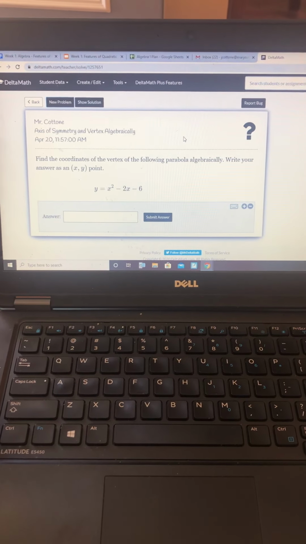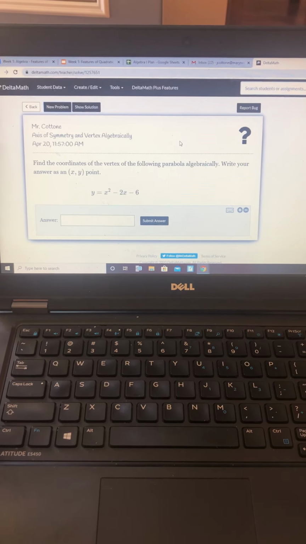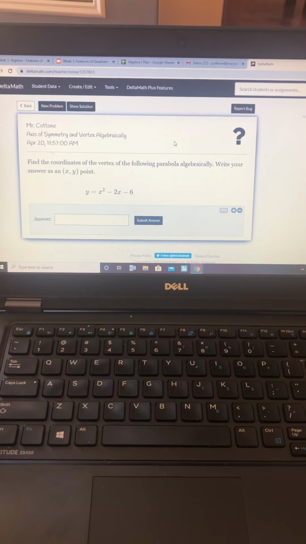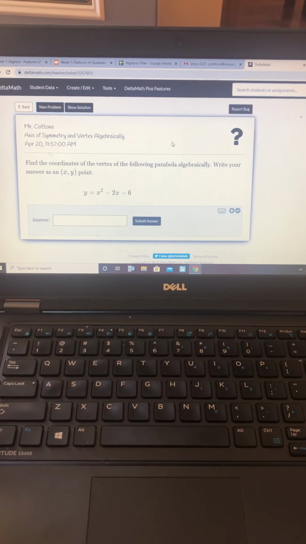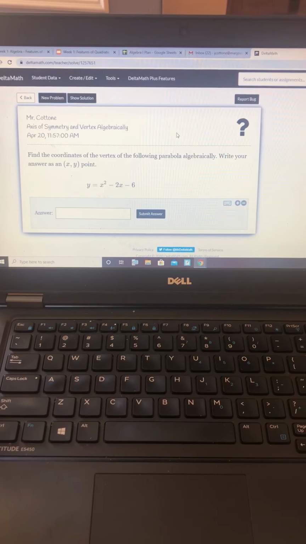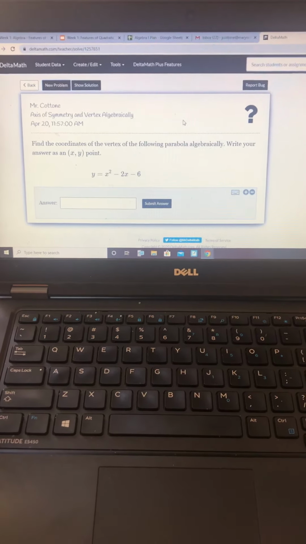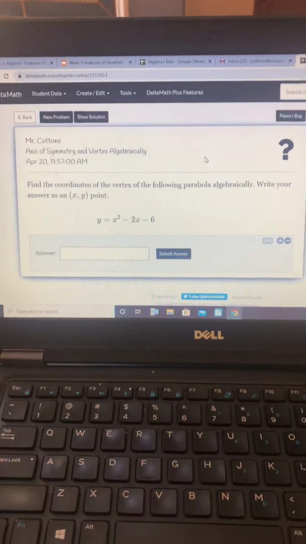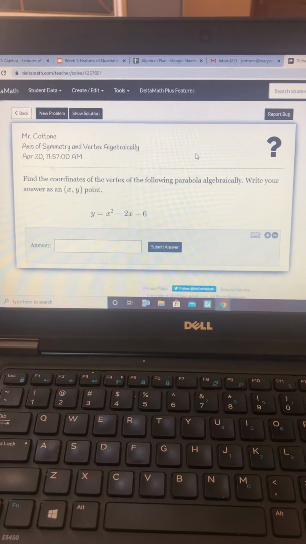This question is asking us to find the vertex of the following parabola algebraically, and to give our answer written as a point in the x comma y format. The parabola is y equals x squared minus 2x minus 6. For this question, we're going to first find the axis of symmetry and then use that to find the y part of our vertex.